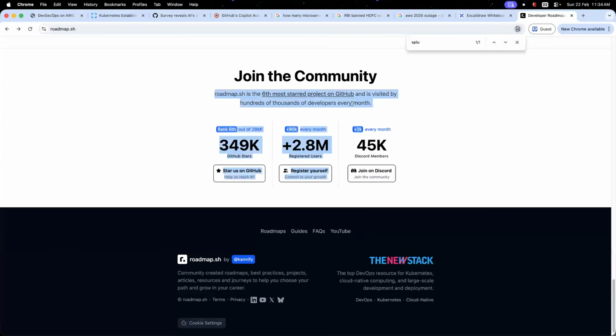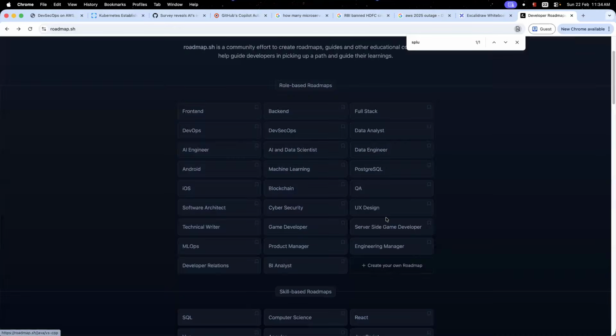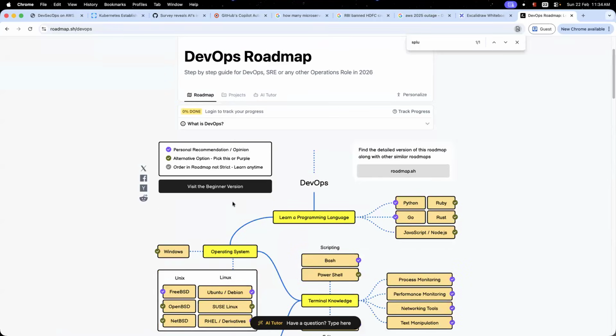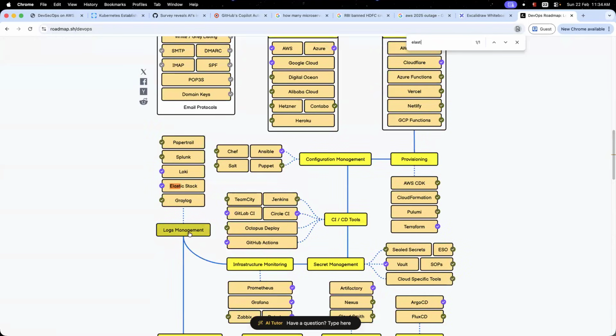It is the sixth most starred project on GitHub, and it has a 45,000 community, by the way. These people discuss and define roadmaps. There is DevOps, and in DevOps you can see the log management. Their preference is either Elasticstack or Loki. How they define it depends on certain calculations: usage, futuristic scope, features, certain aspects. On that criteria, they are going with Elasticstack.